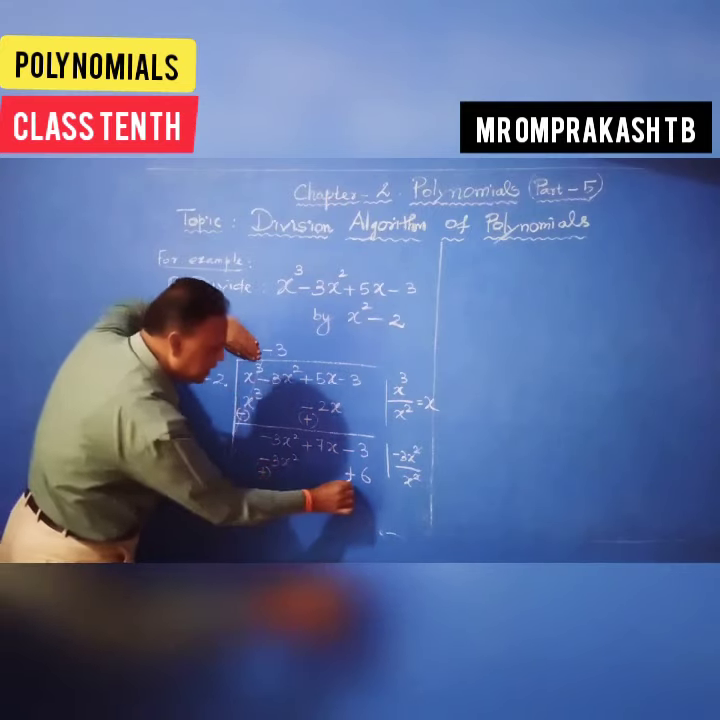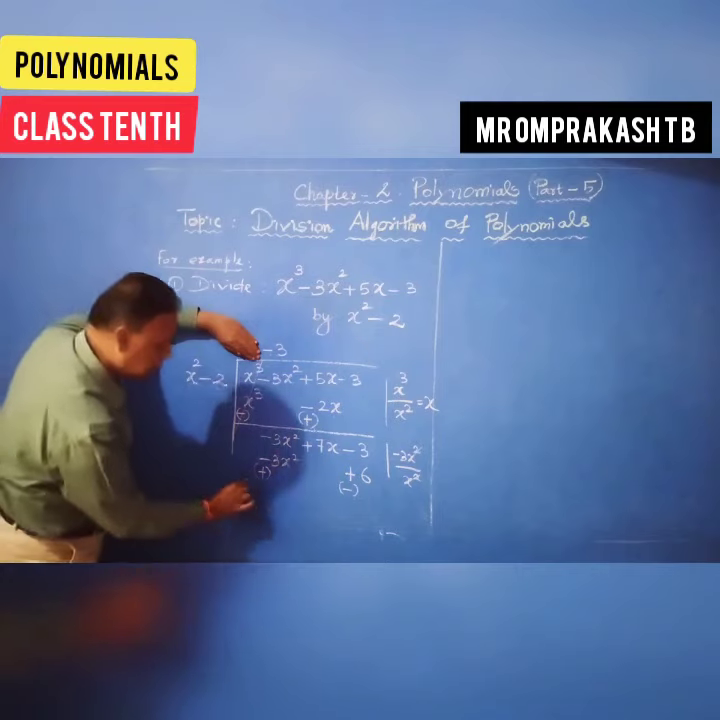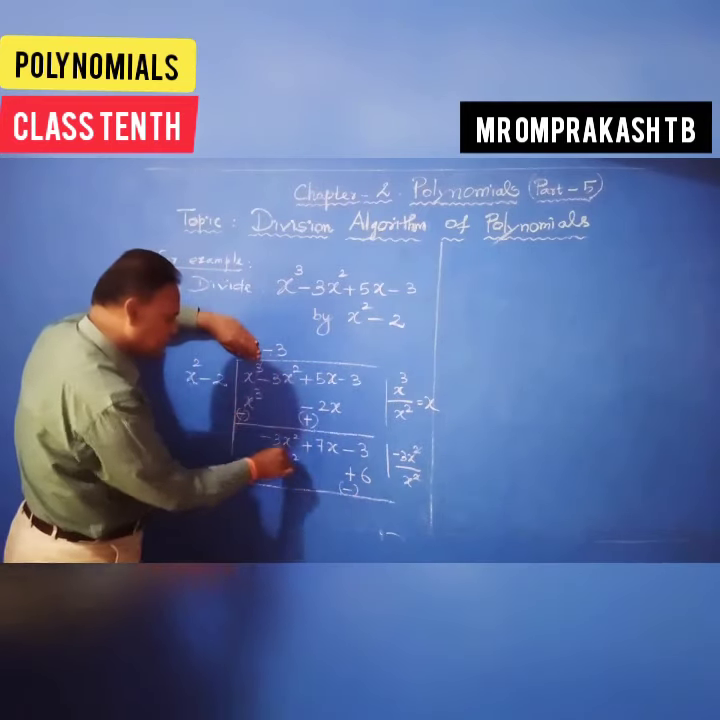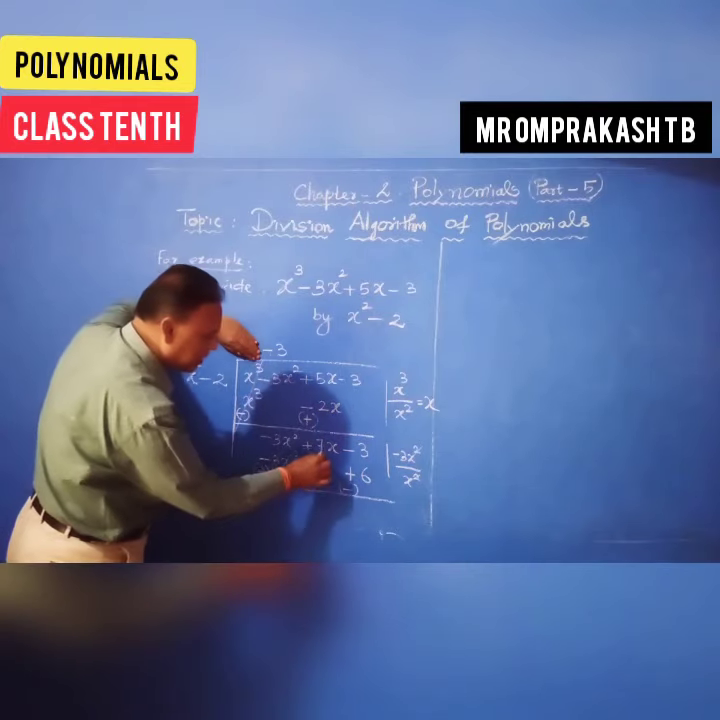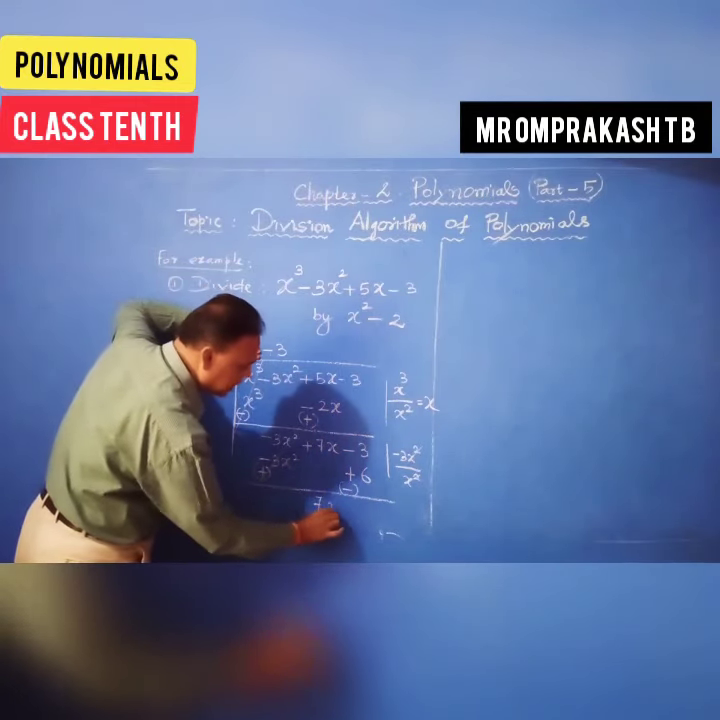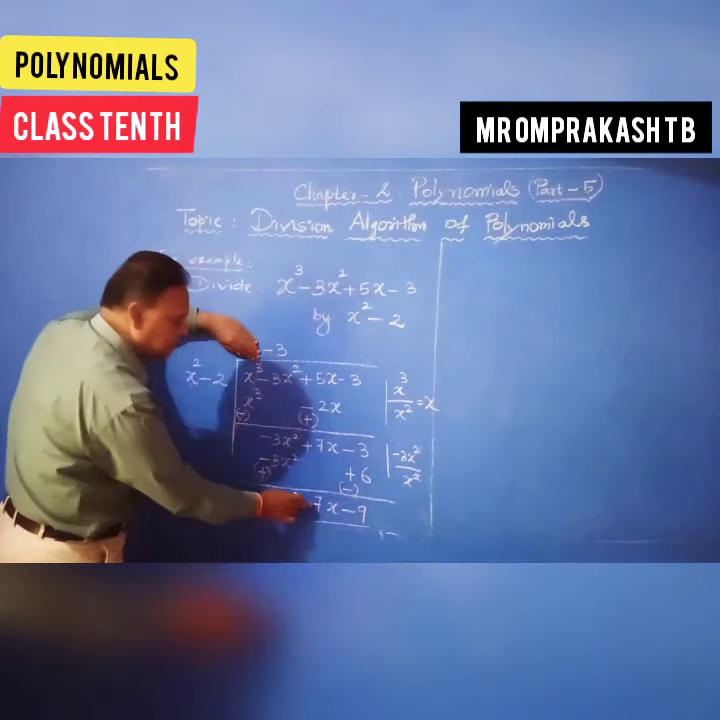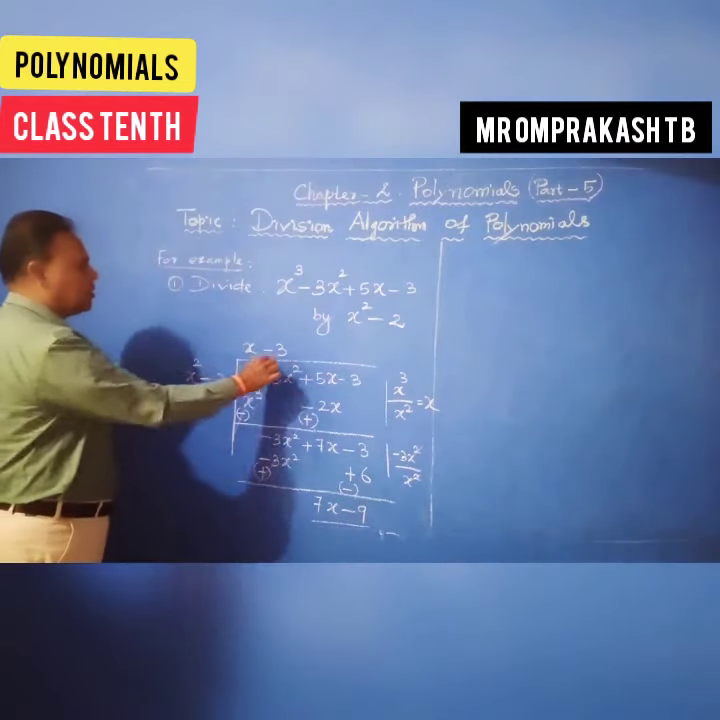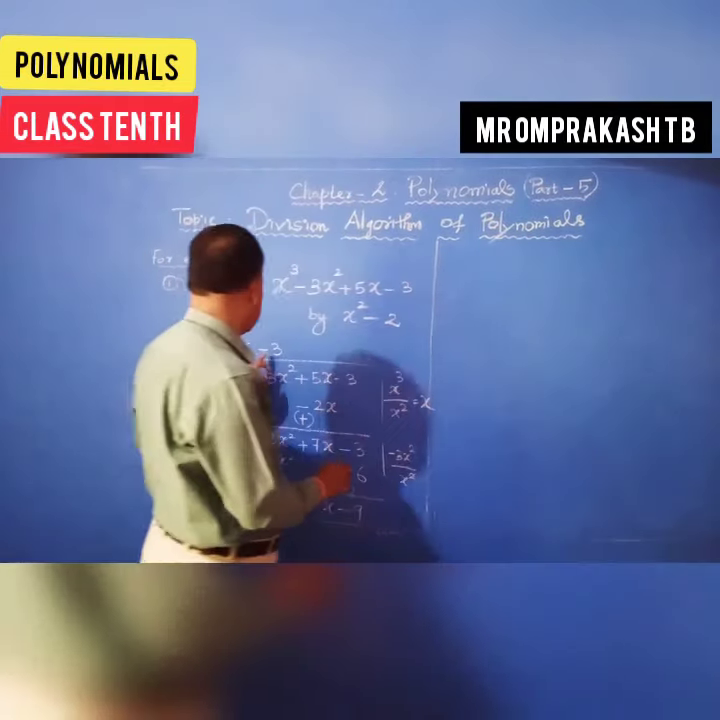Minus means plus. Here plus means minus. Understand? Now just adding, what will you get? This will be cancelled. Then plus 7x minus 9. So this is the remainder, this is the quotient. Understand? So now write this answer.